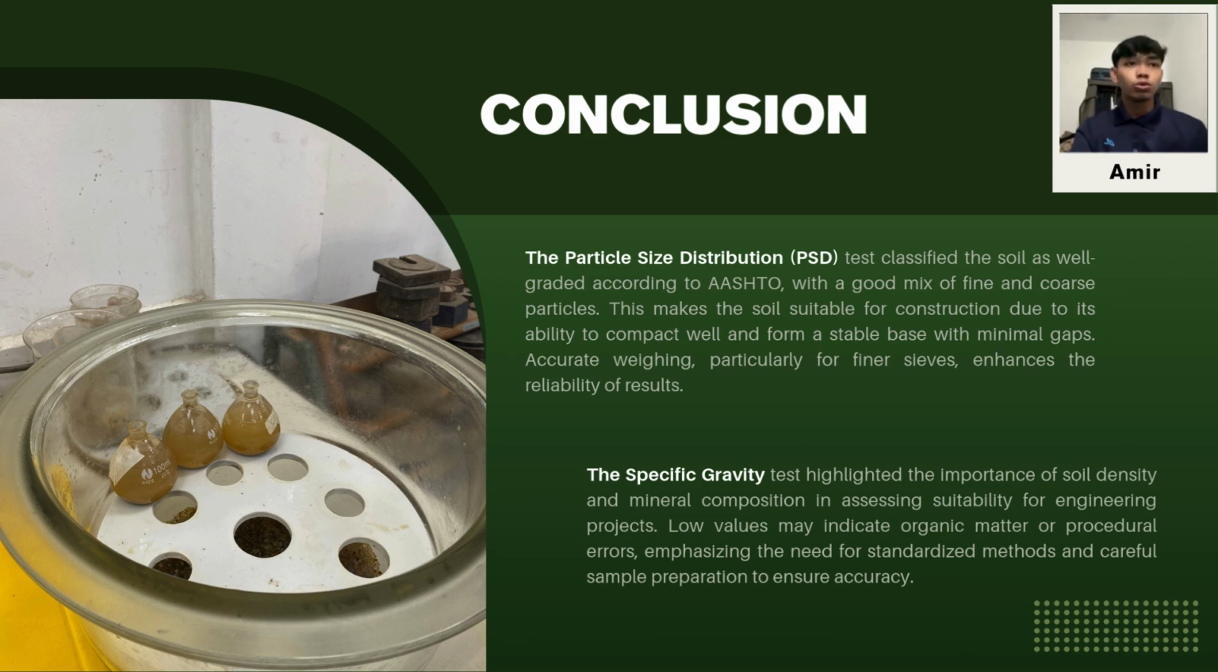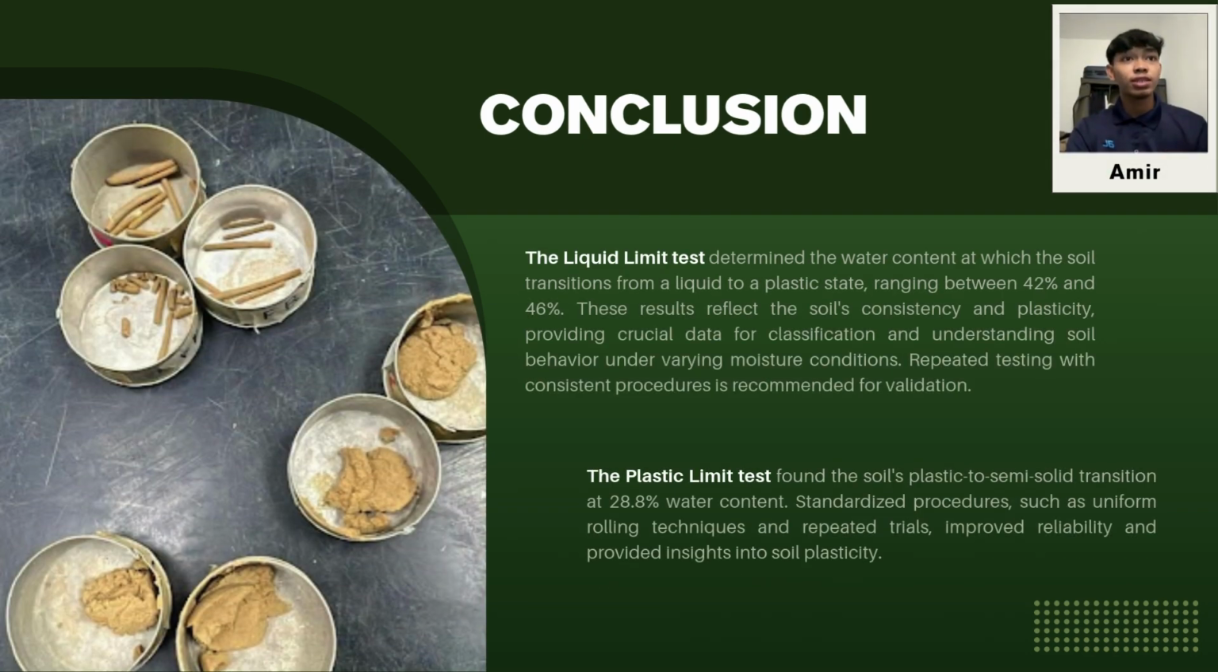So now we go to the specific gravity tests. Specific gravity tests highlight the role of soil density and mineral composition in engineering projects. Low specific gravity values might suggest organic matter or procedural error, which underlines the need for standardized methods and careful handling.